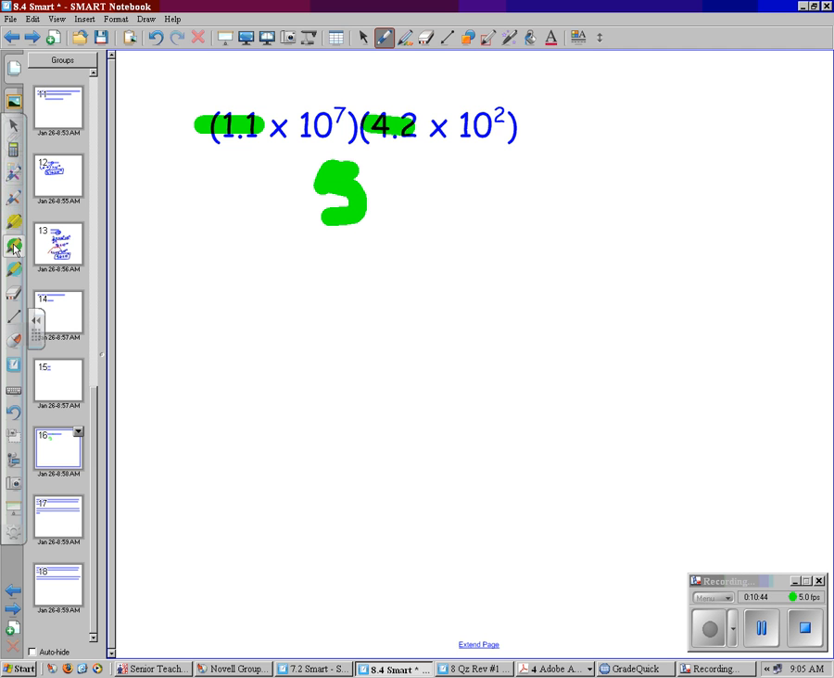5.04 times 10 to the class, 9. Is that scientific notation? Yes. Fabulous, we're done. See how that works? It's all multiplication. All right.